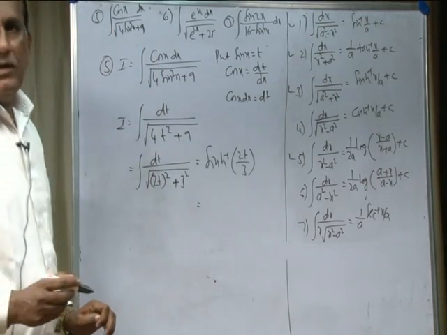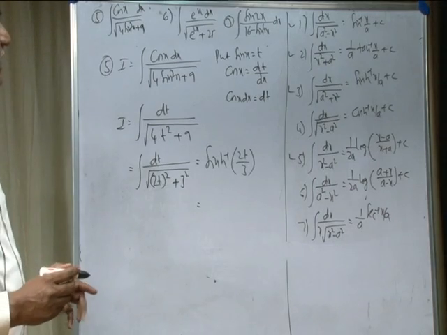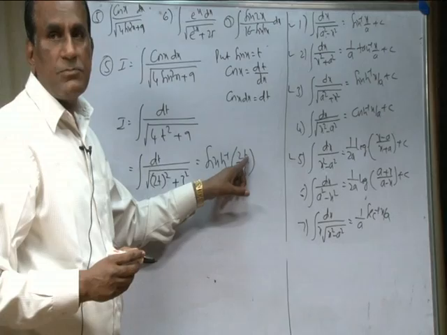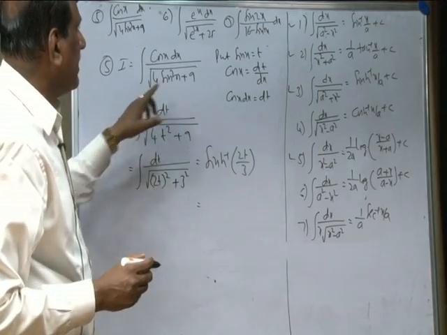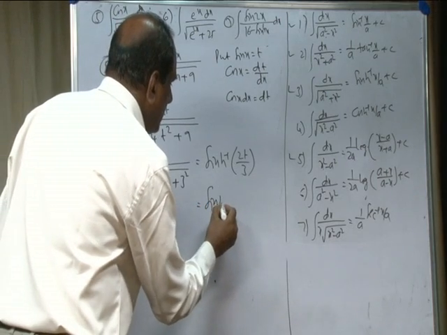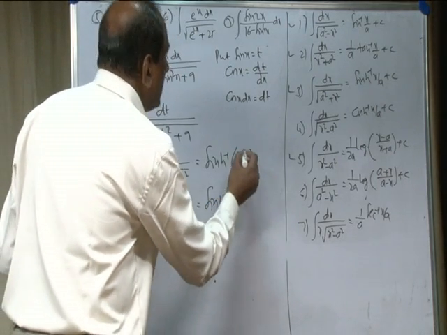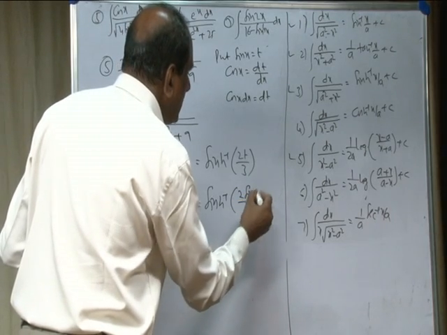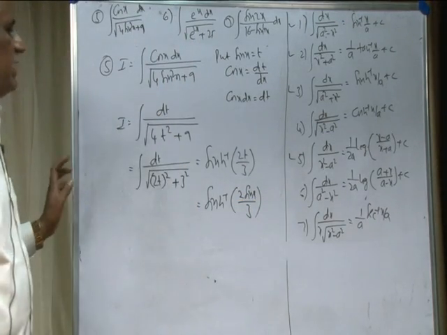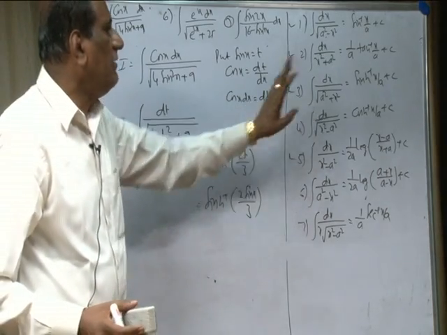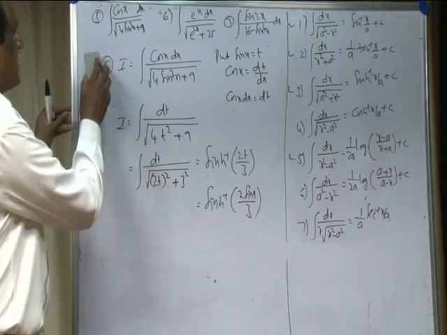Now keep the final answer in terms of the given variable x, therefore substitute back for t. What is t here? Sin x is t, therefore sin h inverse of 2 into sin x, divided by 3. The constant remains as it is, only the variable changes from t to x. This is of the third standard form. Next problem.